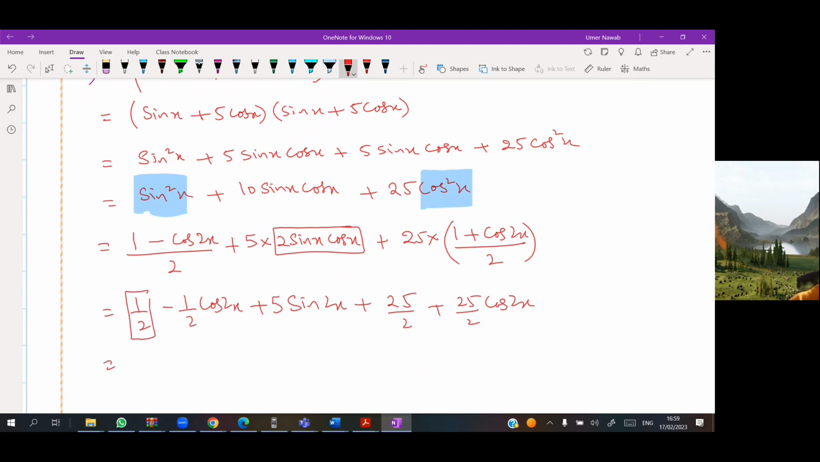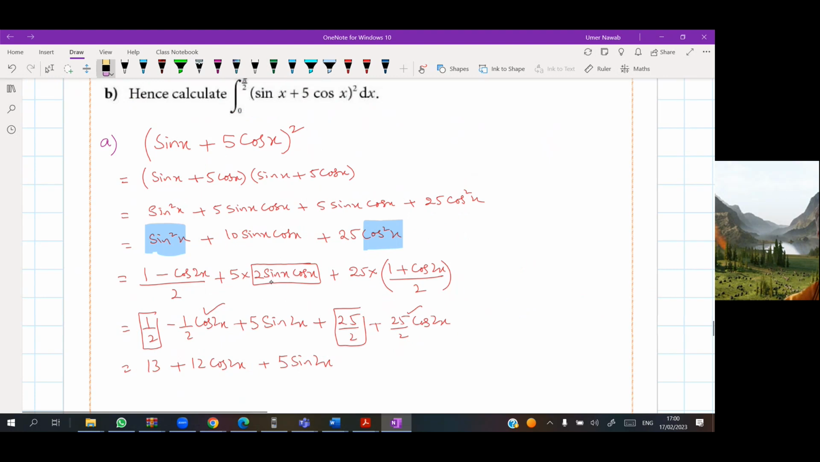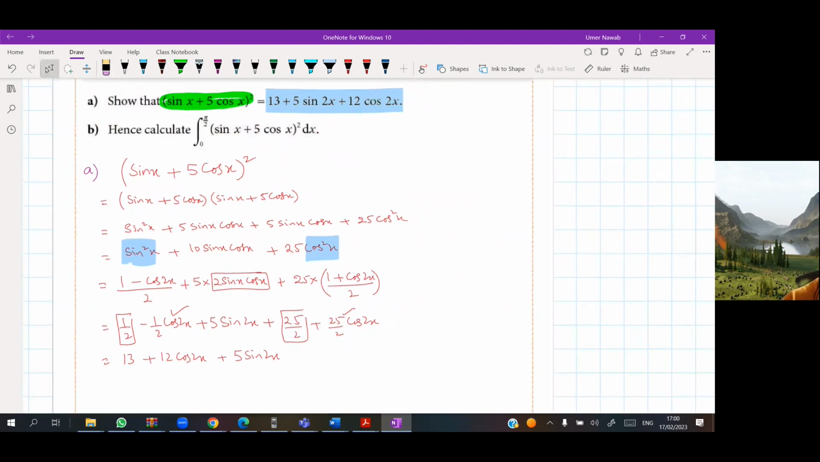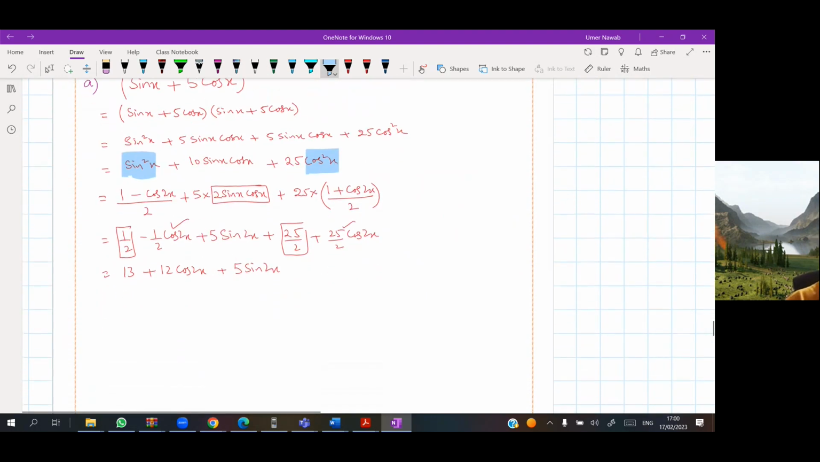So what is half plus 25 over 2? It is 13. And what is minus half plus 25 over 2? It gives you 12. So 13 plus 12 cosine of 2x and 5 sine of 2x. Yes, this is the same thing which we want to get, guys. Yep. Now he says, can you use the previous result and try to evaluate it?